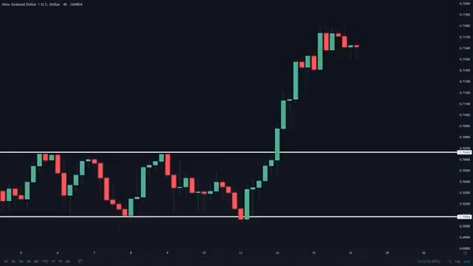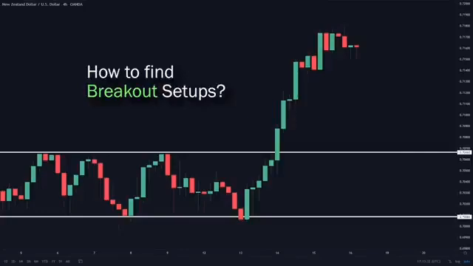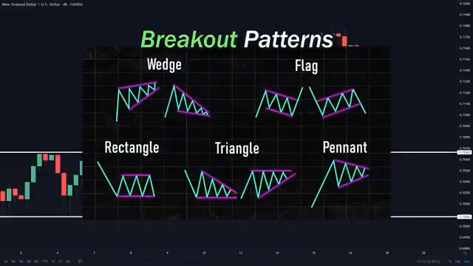Now, the question is, how do we find setups like this where the market can potentially break out? Well, a simple way to do that is by looking for breakout patterns. I'm sure most of you have seen these patterns before. We have the rectangle, pennant, wedge, triangle, all sorts of patterns.